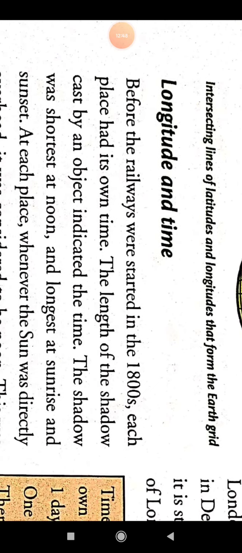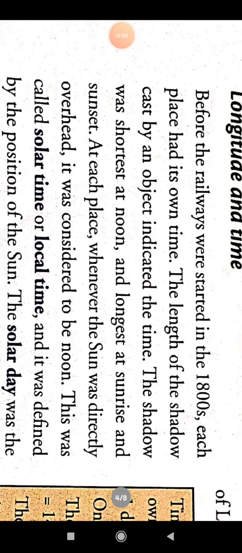Now longitude and time. Before the railways started in the 1800s, each place had its own time. And the length of the shadow cast by an object indicated the time. In previous days, people saw the shadow of an object, छाया देख कर, परछाई देख कर टाइम बताते थे. So the length of the shadow cast by an object indicated the time.